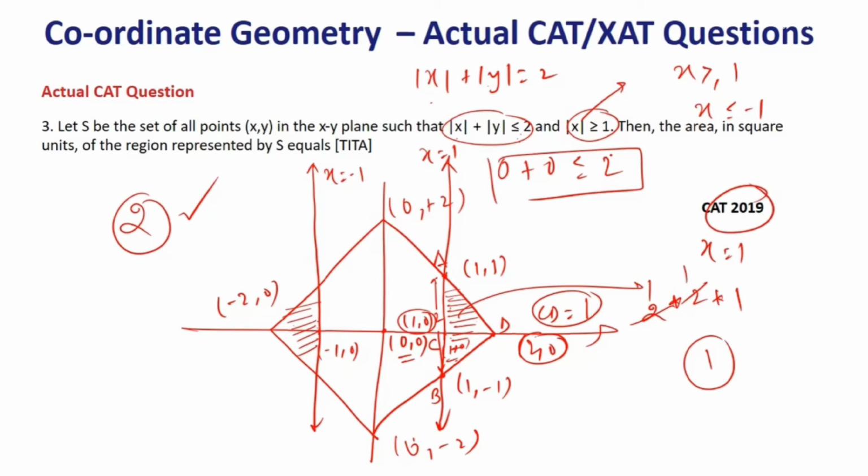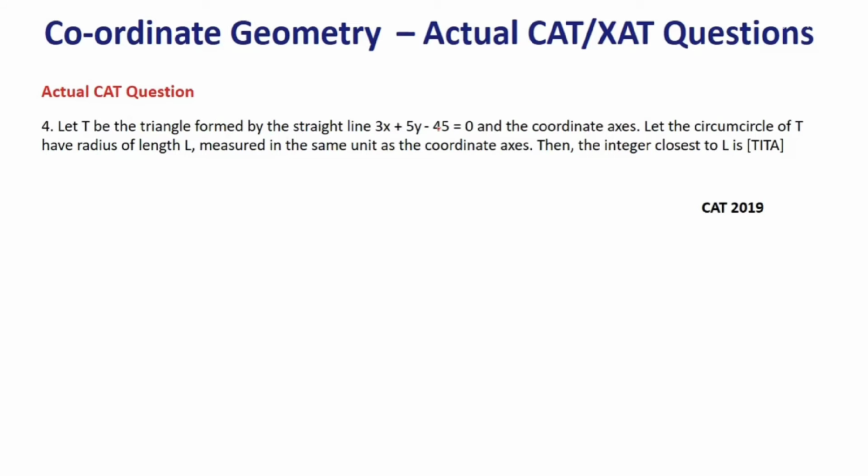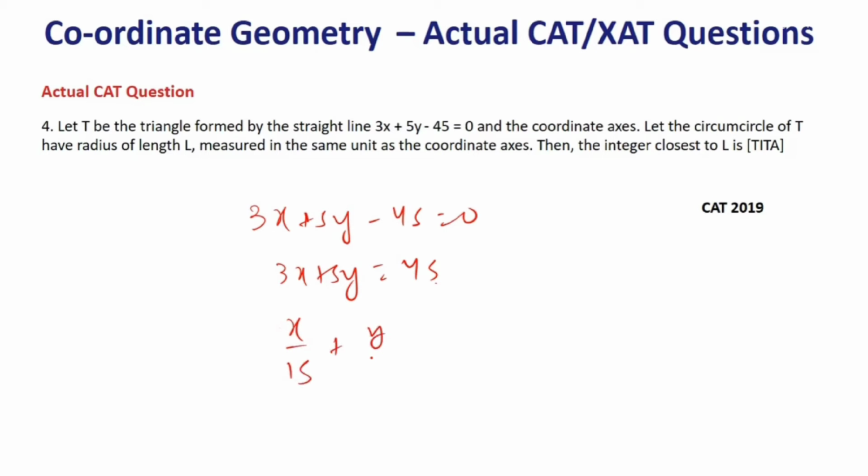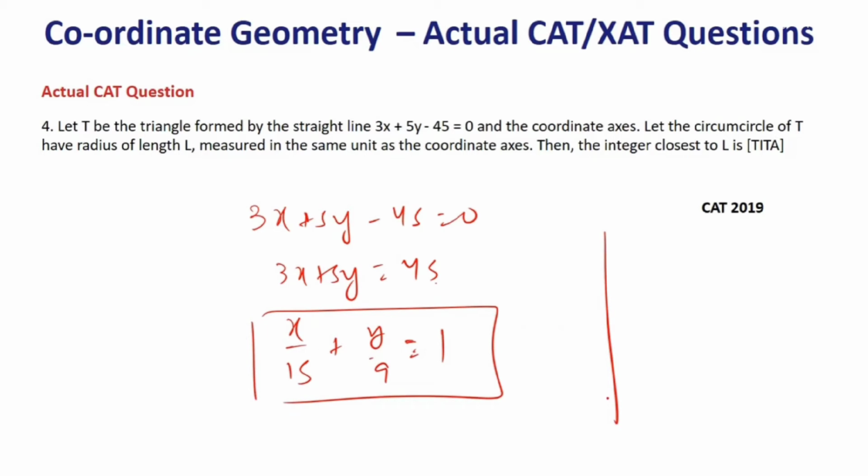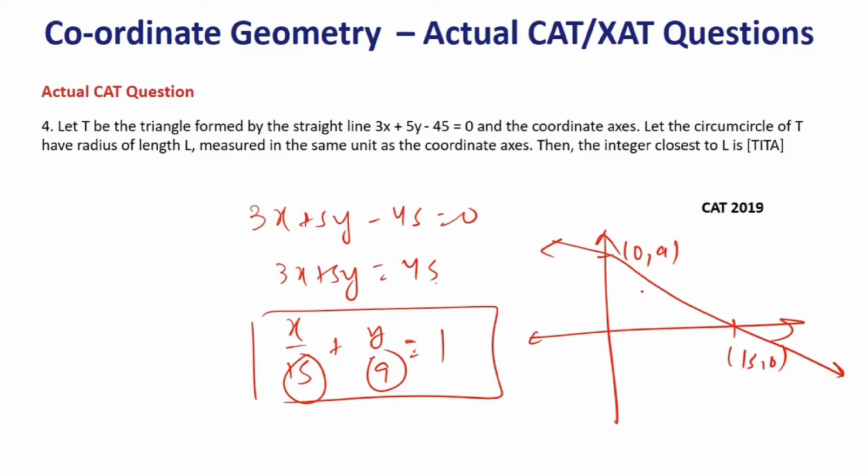That's from CAT 19. Let T be the triangle formed by the straight line 3x + 5y - 45 = 0. 3x + 5y = 45. Now if you divide it by 45, this becomes x/15 + y/9 = 1. Right? So this is the intercept form. So this line will be 15 on the x-axis, so (15, 0), and 9 on the y-axis, so (0, 9). So this is the line.